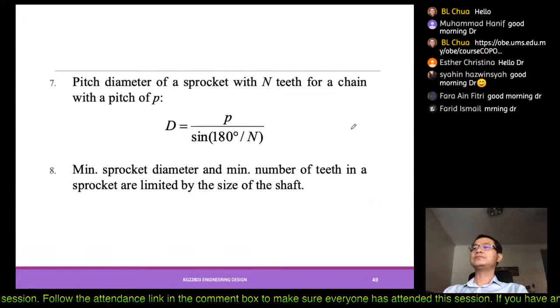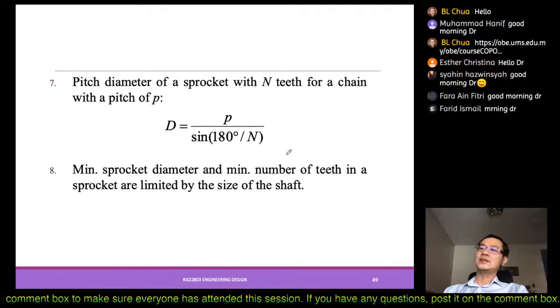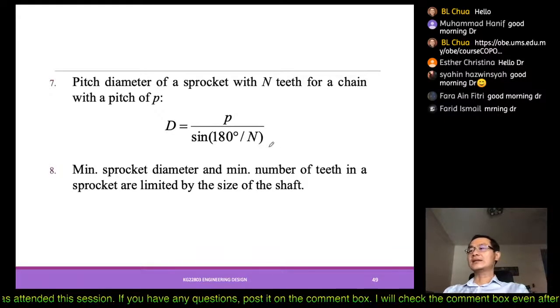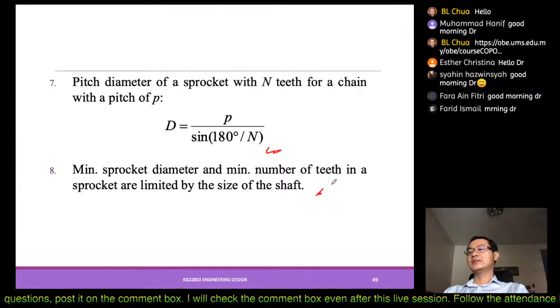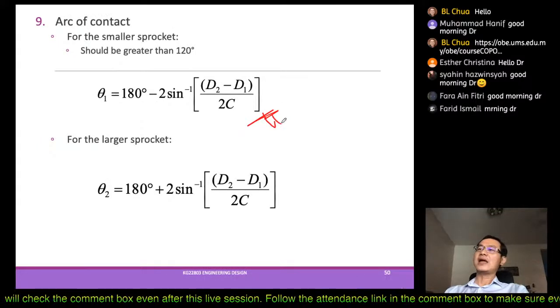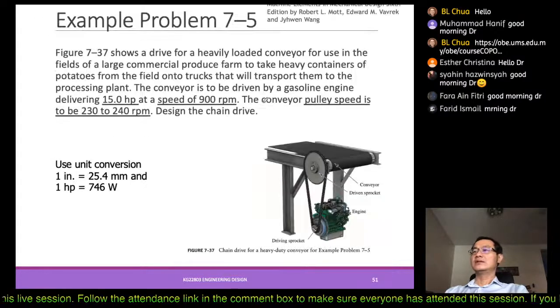Then also we can calculate or estimate the pitch diameter of the sprocket, as given. And the minimum diameter, maximum diameter. This is also the contact angle, exactly the same as the previous.